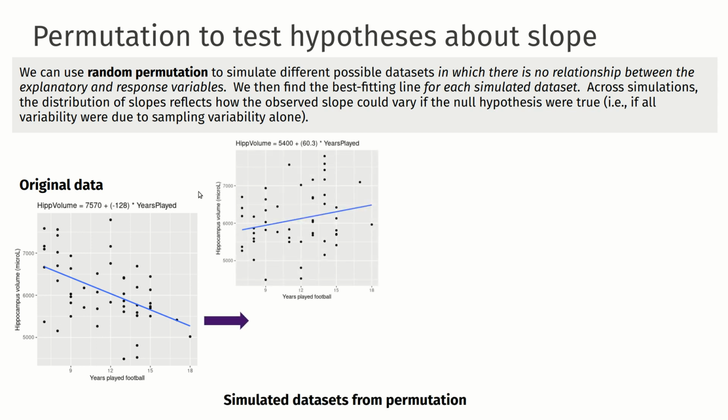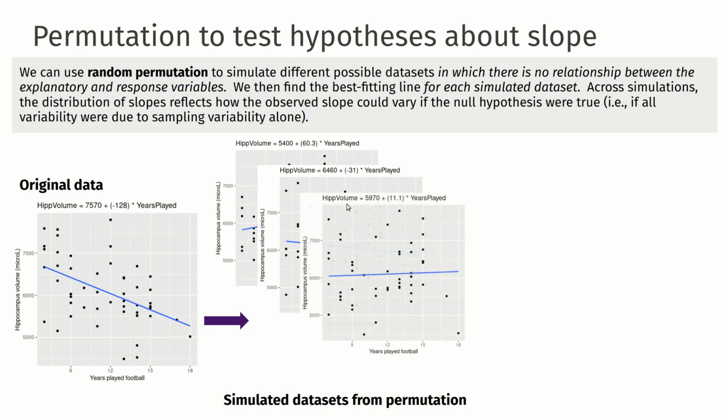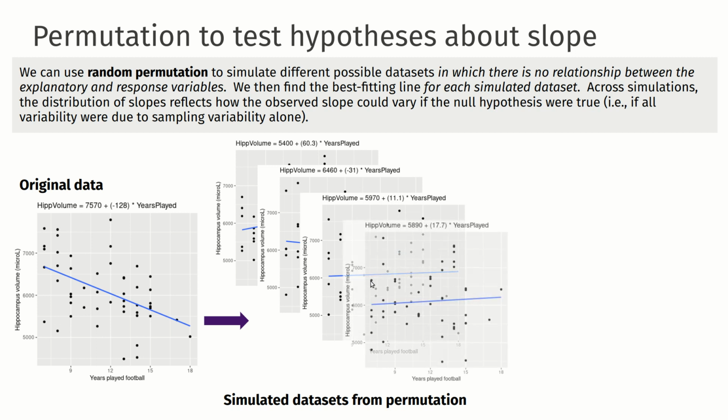So here's a couple of examples of doing that, and here's one of those simulated data sets created by random permutation, and up here is the equation of the best fitting line for that simulated data set. This one happens to go up. This one happens to go down, but not by very much. This one happens to go up again, although not by much. So you can see that this corresponds with our intuition that if there is no relationship between the two variables, then this line should be flat, and that's what the null hypothesis would predict.